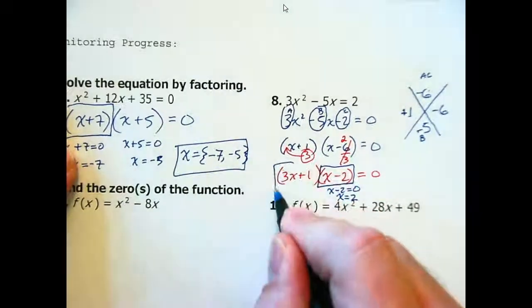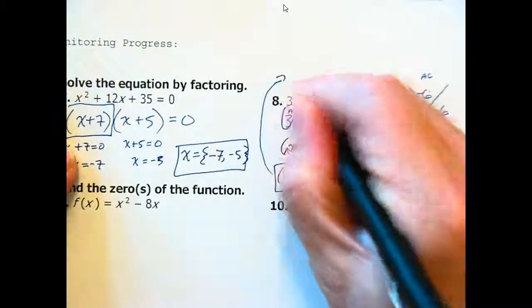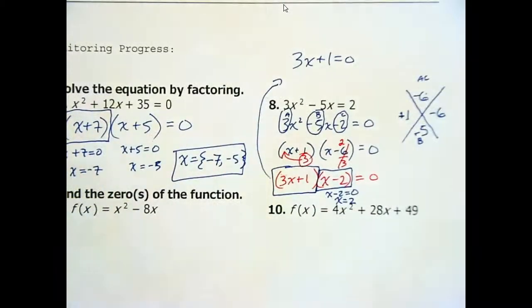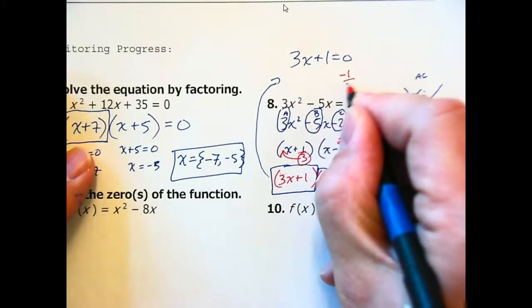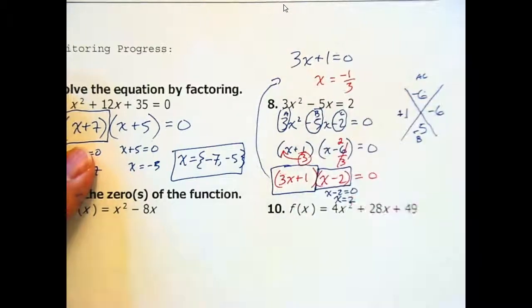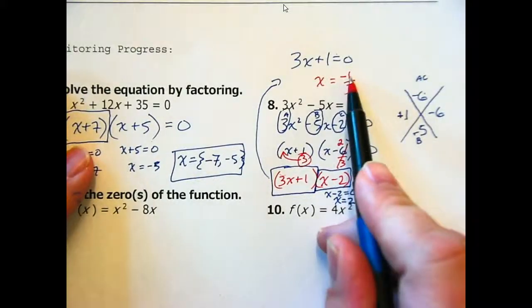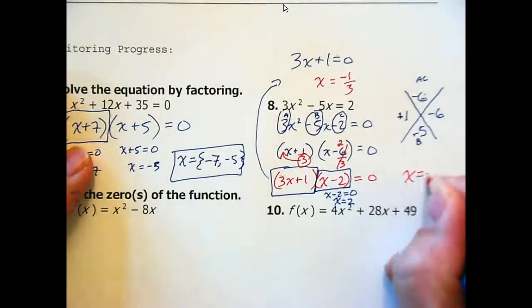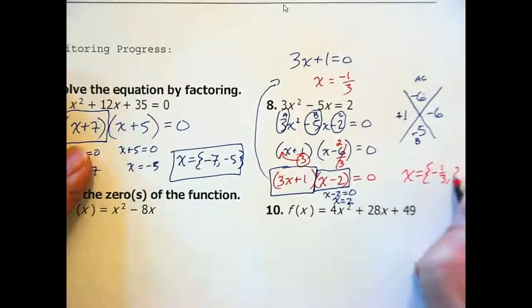And here, I'm going to actually show this one up above. 3x plus 1 equals 0. What are the two steps involved there? Subtract 1 and divide by 3. That is your answer. If you just state your steps, I'm going to subtract 1 and then divide by 3, that's your answer. So x equals negative 1/3 and 2.